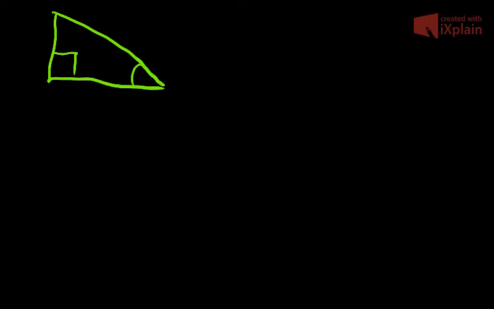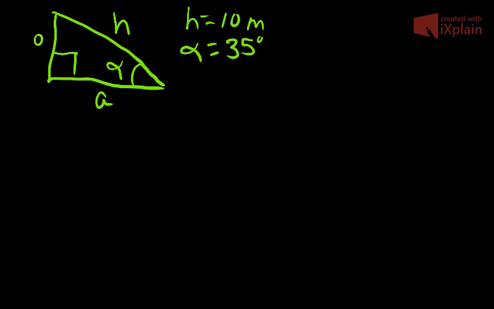And so here's your triangle, and we're going to call this your angle alpha. And that makes this side your hypotenuse, this side is the adjacent side, and this side is your opposite side. I'm going to give you H with a value of 10 meters, and alpha is going to be 35 degrees. And your job, or our job, is to find adjacent and opposite.